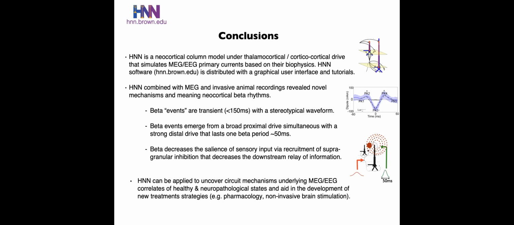rhythms. We see that these beta rhythms are actually very transient with a stereotypical waveform shape. We refer to them as beta events. Other groups refer to them as beta bursts, but I think in general, we're talking about similar things. Beta events are emerging from this broad proximal drive that's simultaneous with the distal drive that lasts 50 milliseconds. And beta is decreasing the salience of the sensory input via the recruitment of supergranular inhibition that ultimately decreases the relay of the information out of S1.